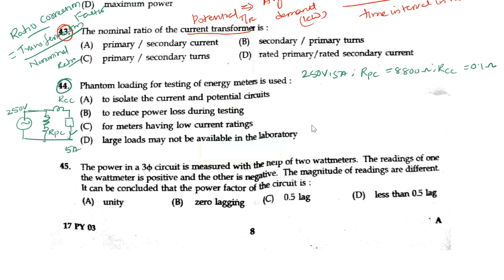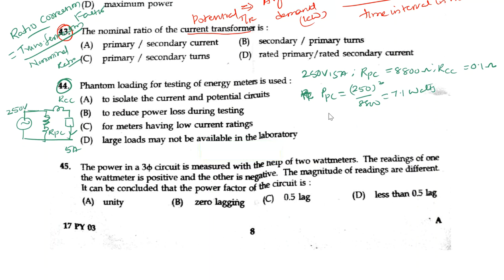So first, what is the energy consumed by PC? By using direct load testing here, R PC we know. Now we will say P PC, the power consumed by the potential coil, is equal to V squared by R PC. The entire voltage applied is 250 volts, which is connected in parallel with this supply, and the resistance is in parallel here. So 250 squared by 8800 is nothing but how much? You may get it as 7.1 watts here.